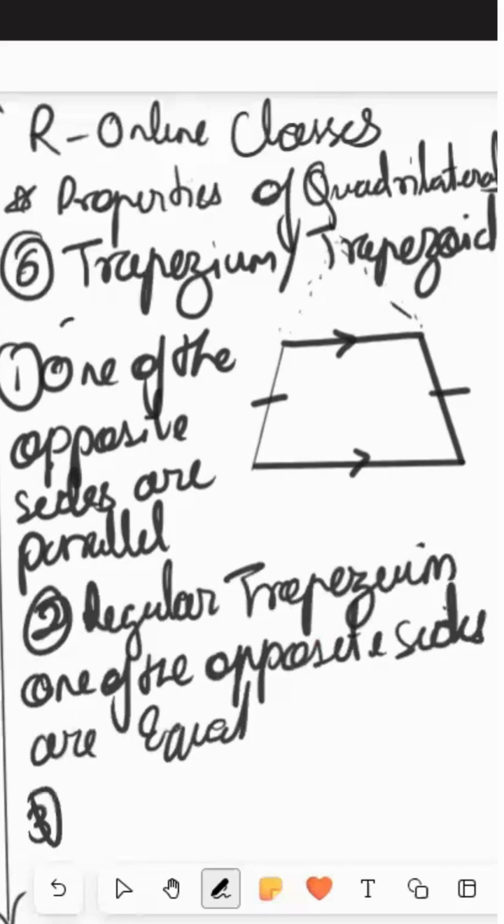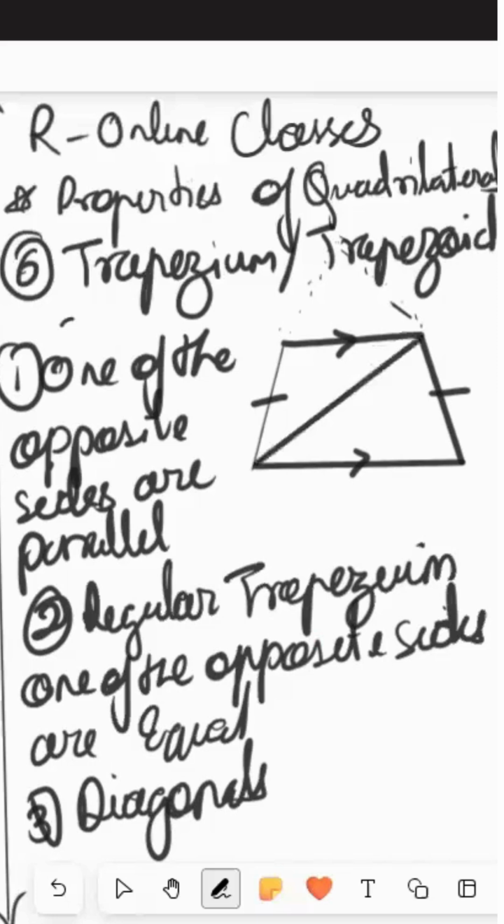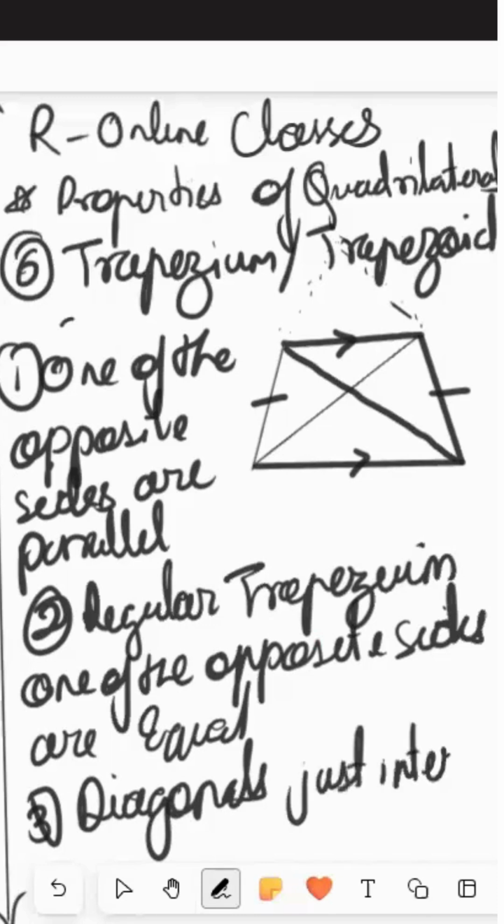Diagonals meet internally. They do not bisect each other. They do not bisect at 90 degrees. They just meet at O. They just intersect. No special property over here. Okay. That's it. That's the properties of quadrilaterals for you.